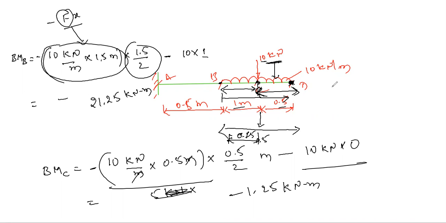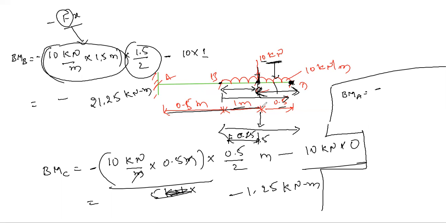Now here we'll find the bending moment at point A. To calculate bending moment at point A, what do we need to do? Again, here we have force, that is, the forces acting on the right side. First, we'll take this one. We have 10 kilonewton. From here to here, what is the length? It is 1.5. So this is the force, 10 kilonewton, into the distance 1.5. Force into distance.